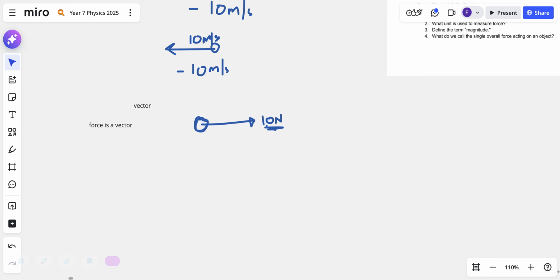Love it. So what's a resultant force? Let's have a look at resultant force.